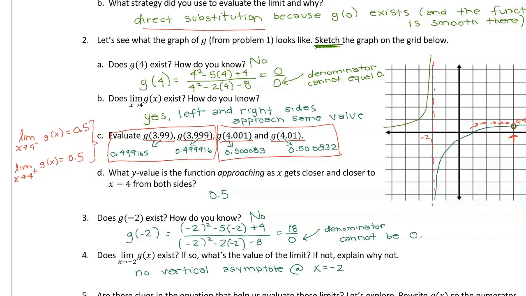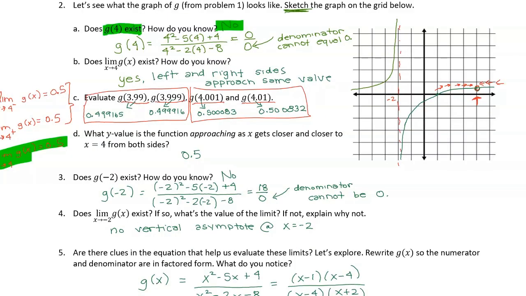And because these agree, we can say that the limit as x approaches 4 of g of x is going to equal 0.5. So even though the function does not exist, the limit does exist. So that's where we get our answer for problem D.